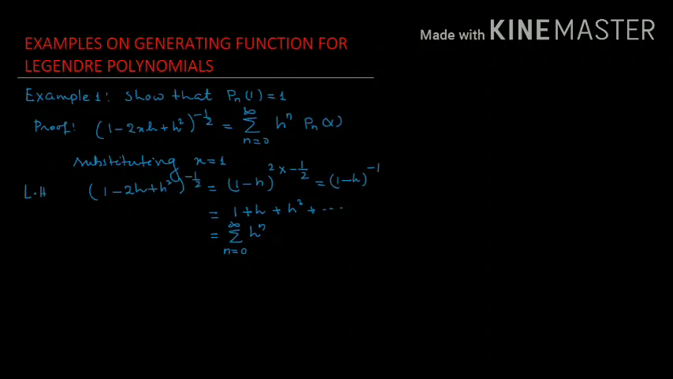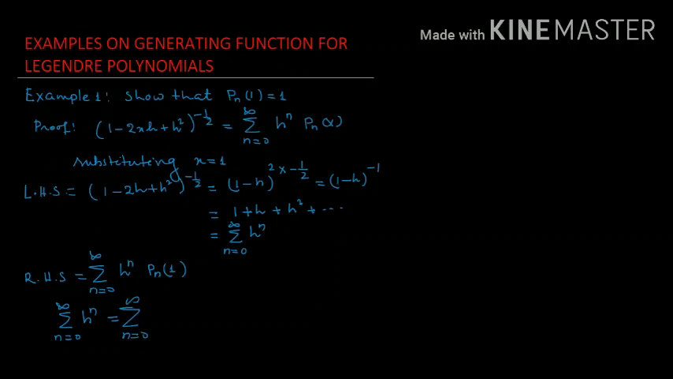So this is the left hand side, and the right hand side is summation n equal to 0 to infinity h to the power n Pn of x, that is x equal to 1, so Pn of 1. Therefore summation n equal to 0 to infinity h to the power n is equal to summation n equal to 0 to infinity h to the power n Pn of 1. So comparing left hand and right hand side, this implies Pn of 1 is equal to 1. So we proved it.